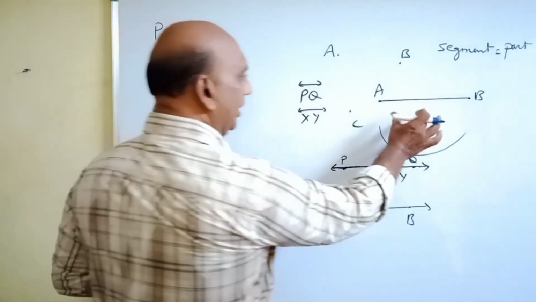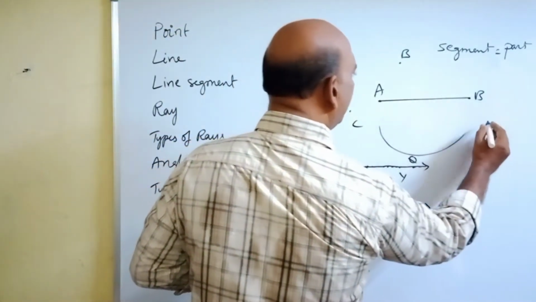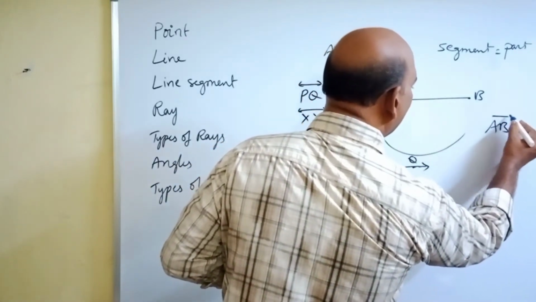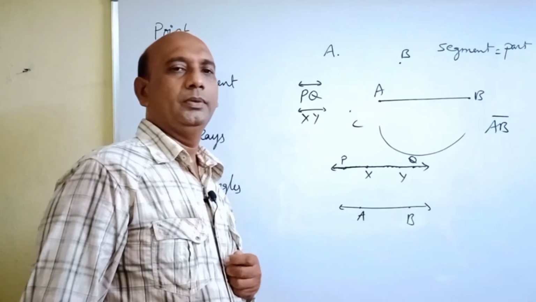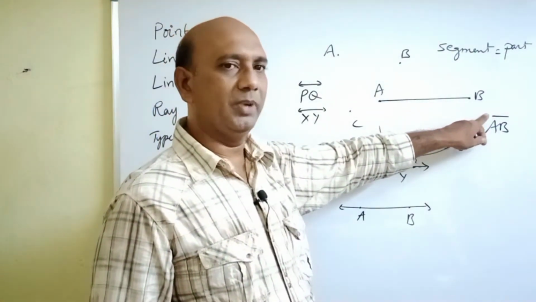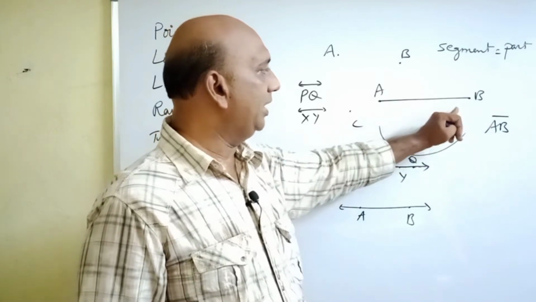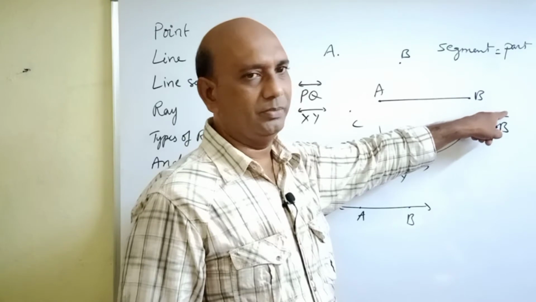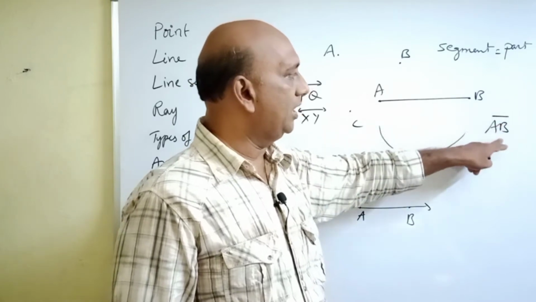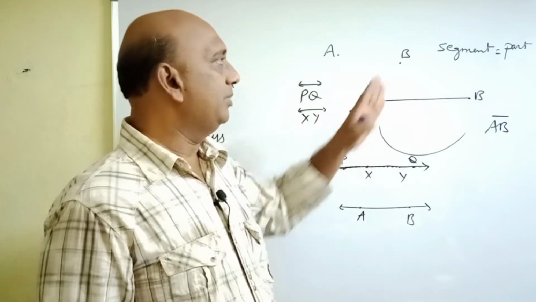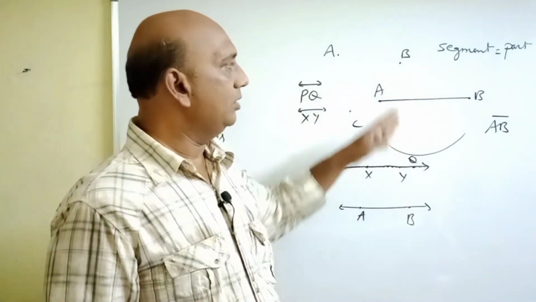If you want to denote this line segment AB, just write AB and put a line segment bar. This is the symbol for a line segment. So we can call this line segment AB. Segment means part. A part of a line is called a line segment.